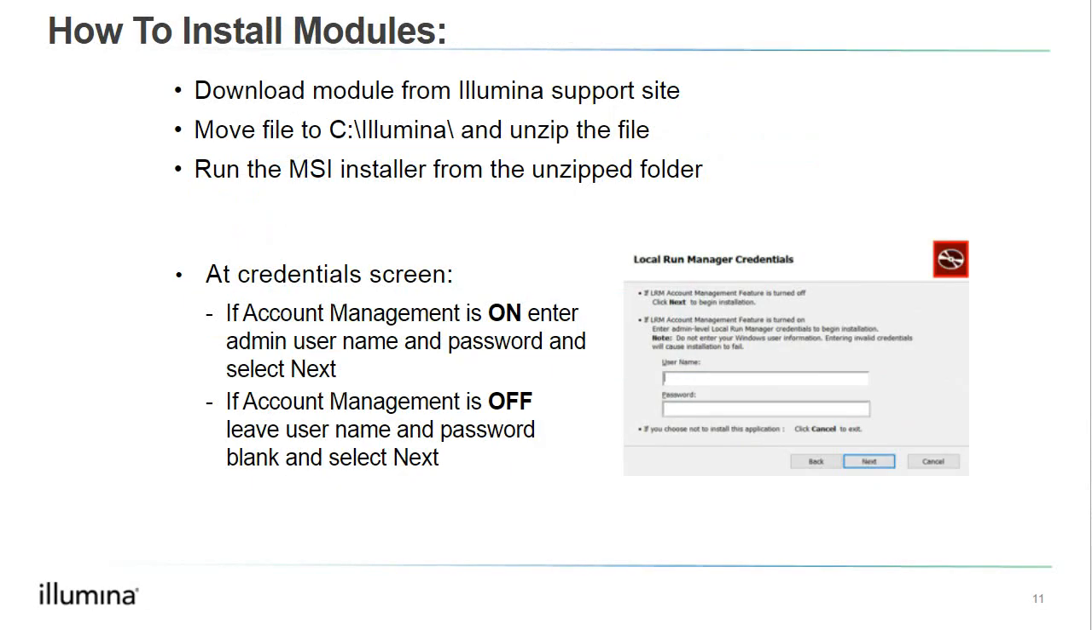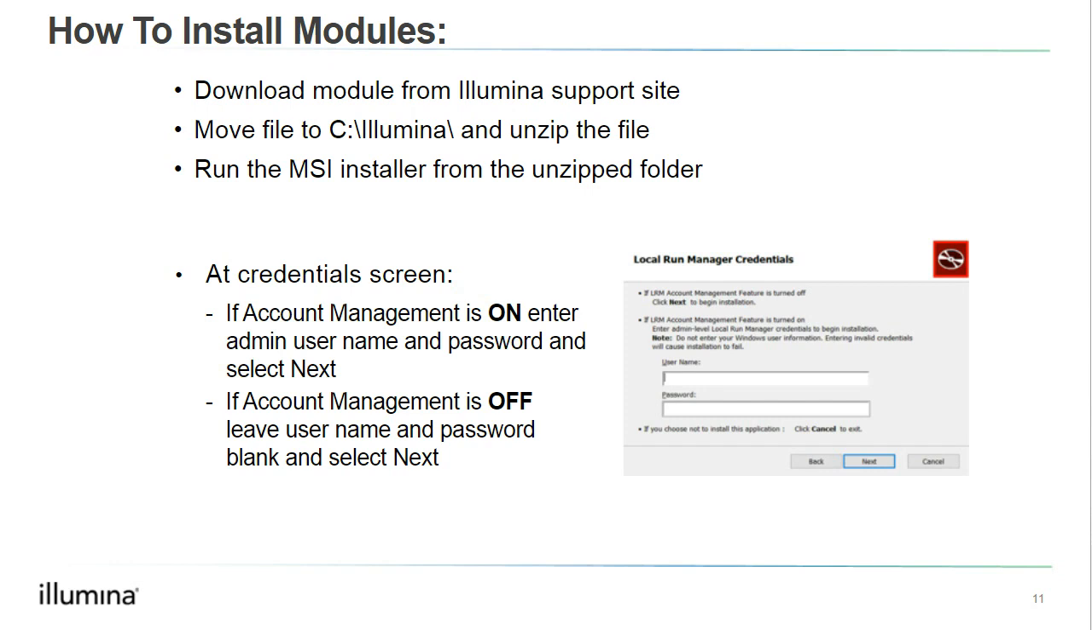Installing modules is similar to our other instruments that use Local Run Manager. You would download the module, move it to C:\Illumina, and unzip the file. And then from there, run the MSI installer from that unzipped folder. The first thing you'll see is Local Run Manager credentials, and there's a couple of ways to install this depending on your account management state. We will talk about account management in a little while, but if you have that turned on, and that means that you have to log into Local Run Manager with the username and password, that will apply to your module installation as well.